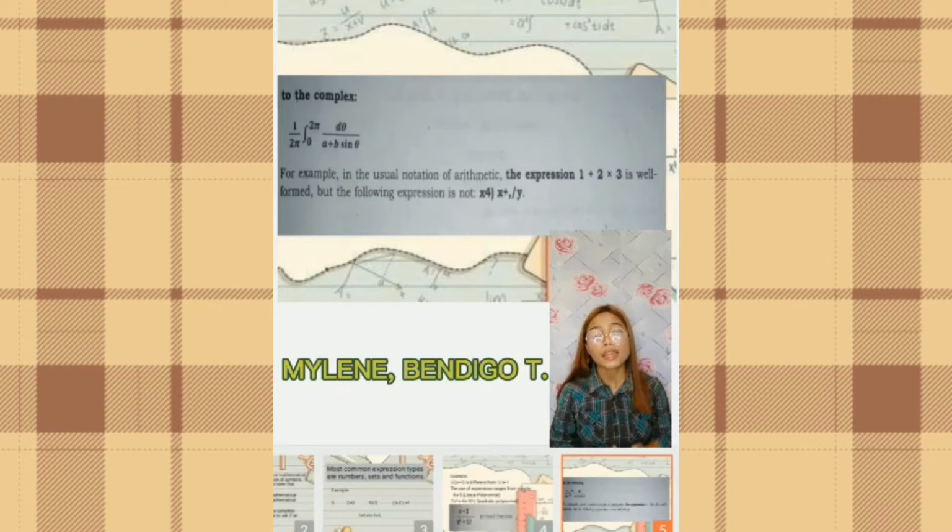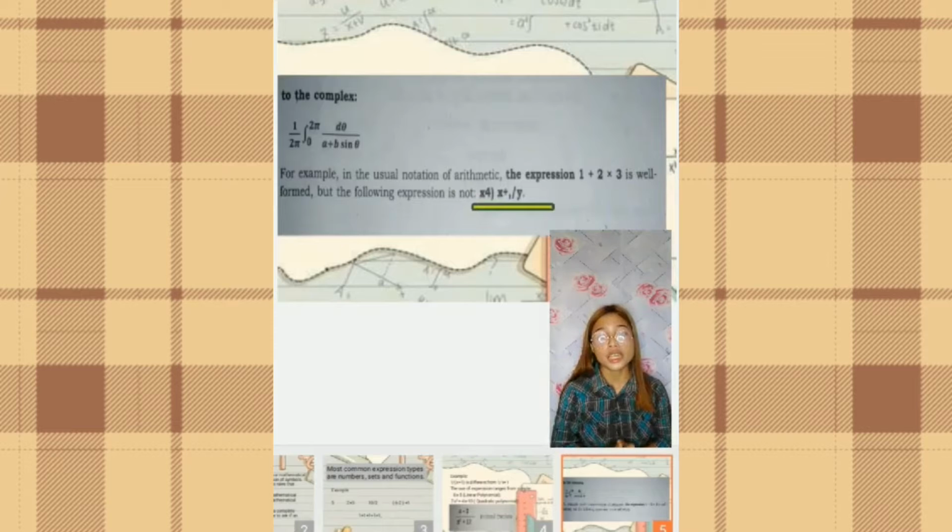For example, in the usual notation of arithmetic, the expression 1 plus 2 times 3 is well formed, but the following expression is not well formed.